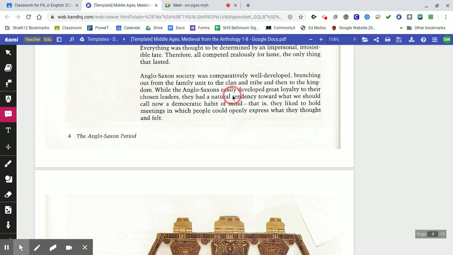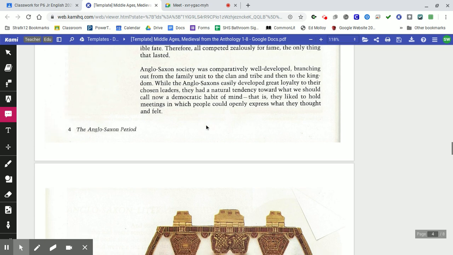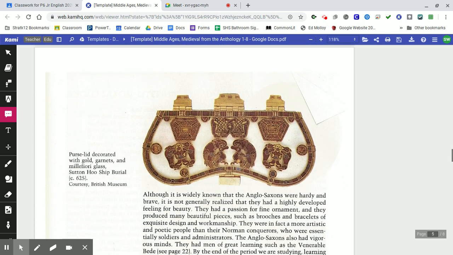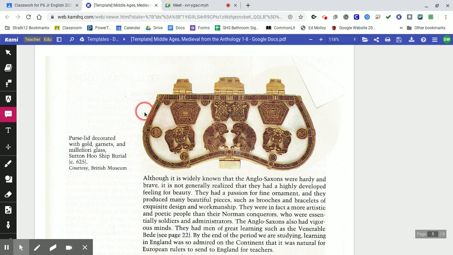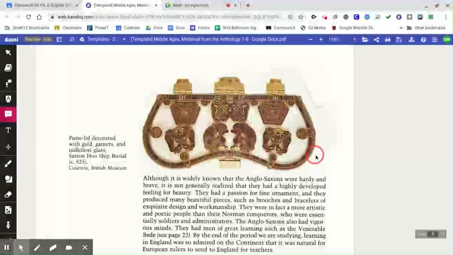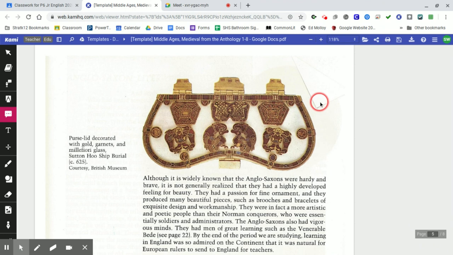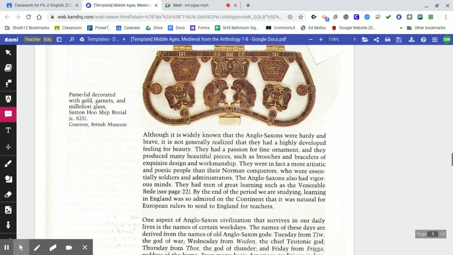Anglo-Saxon society was comparatively well developed, branching out from the family unit to the clan and the tribe and then to the kingdom. While Anglo-Saxons easily developed great loyalty to their chosen leaders, they had a natural tendency towards what we should call now a democratic habit of mind. That is, they liked to hold meetings in which people could openly express what they thought and felt. So they would actually be able to talk to their leaders. And the reason that they included this picture in here, this is a piece of jewelry, and it's very ornate, showing that even way back then the people were artistic.